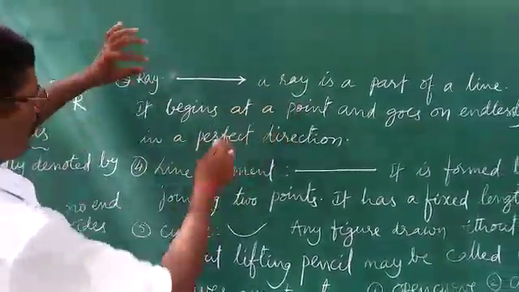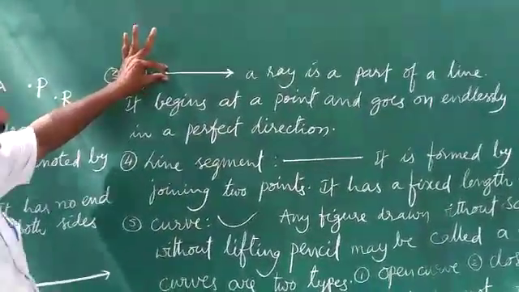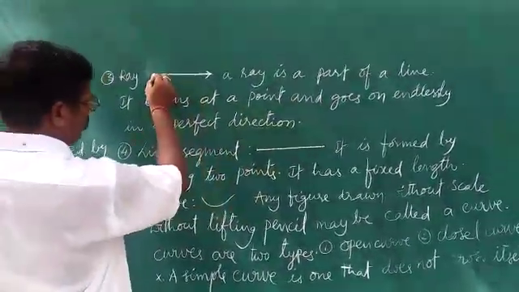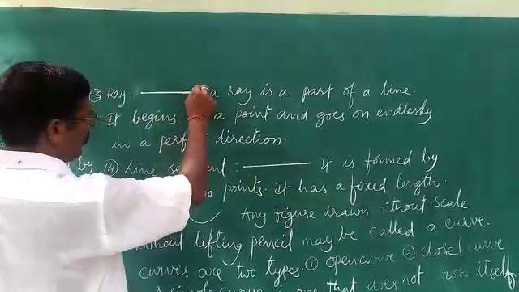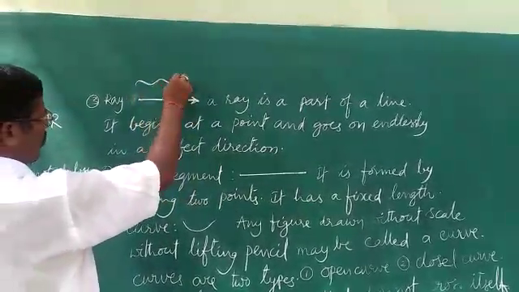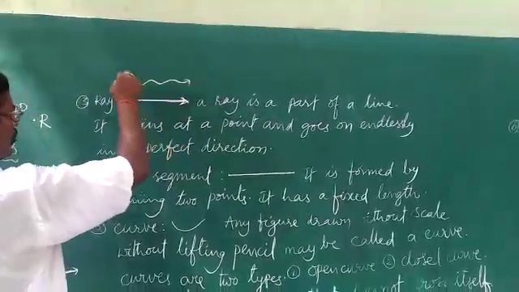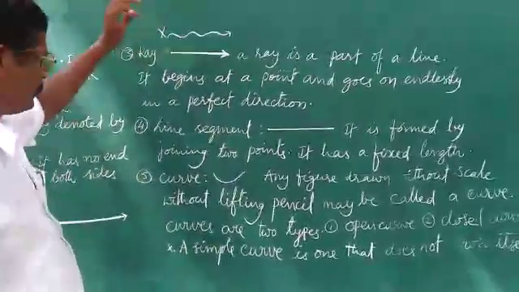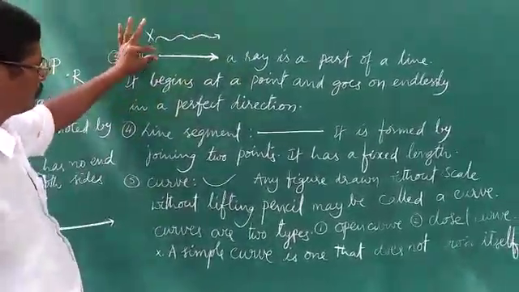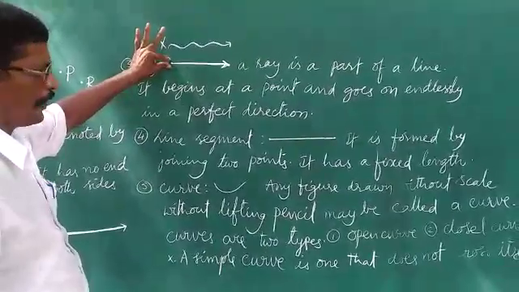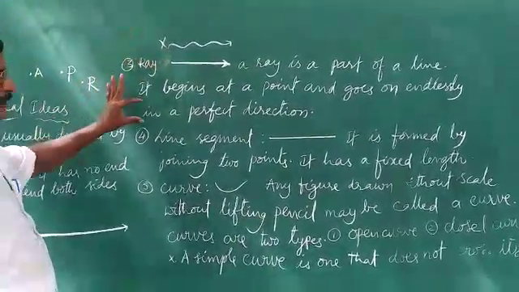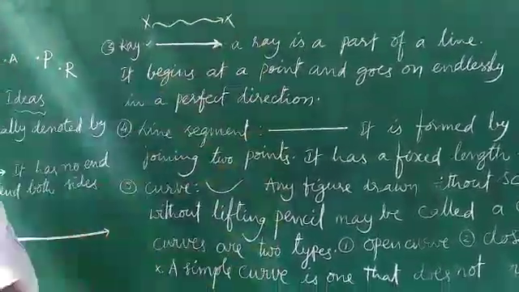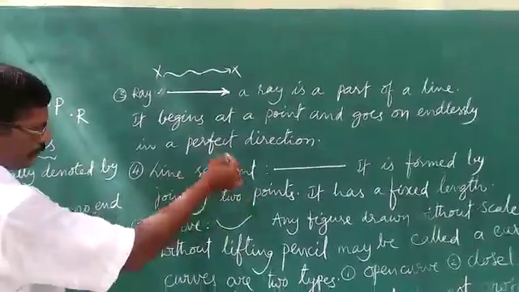It begins at a point and goes on endlessly in a perfect direction. Not like this. This is a ray and it is a part of a line. One point is there. It begins from this point and goes on endlessly in a perfect direction. This is the perfect direction. This is not.